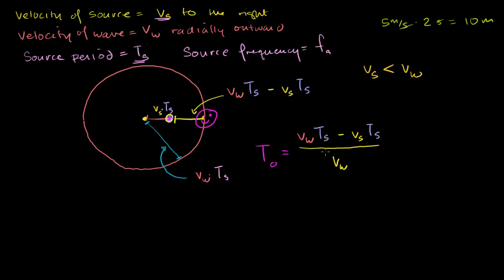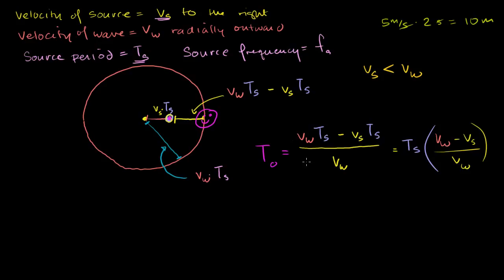Now, if we wanted the frequency, we can manipulate this a little bit. We could factor out the period of the source, t sub s. And so it becomes t sub s times the velocity of the wave minus the velocity of the source, all of that over the velocity of the wave. And so just like that, we've gotten our formula for the observed period for this observer who's sitting right in the path of this moving object, as a function of the actual period of the wave's source, the wave's velocity, and the velocity of the source.